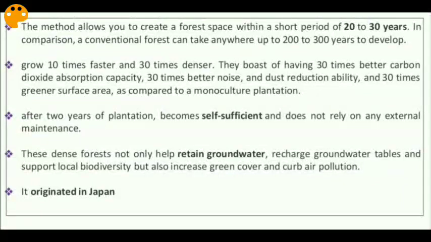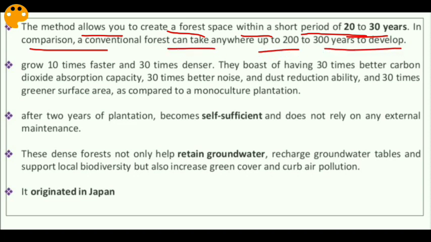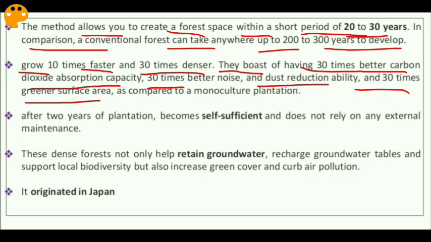So the method also allows us to create a forest space within a short period of 20 to 30 years. In comparison, a conventional forest can take anywhere up to 200 to 300 years to develop. It grows 10 times faster and 30 times denser. They boast of having 30 times better carbon dioxide absorption capacity, 30 times better noise and dust reduction ability, and 30 times greener surface area as compared to monoculture plantation.